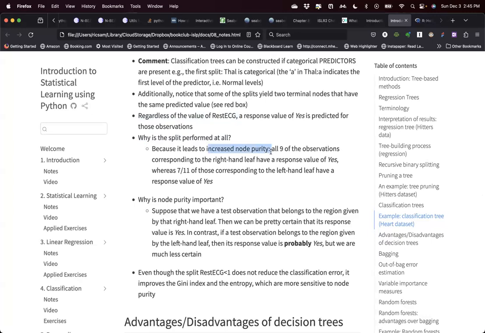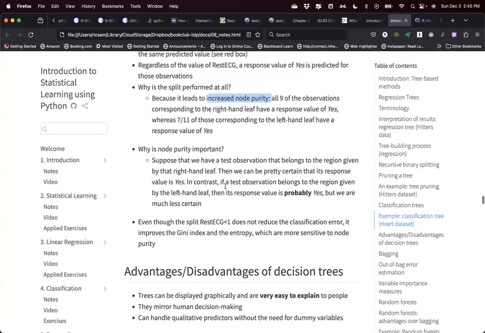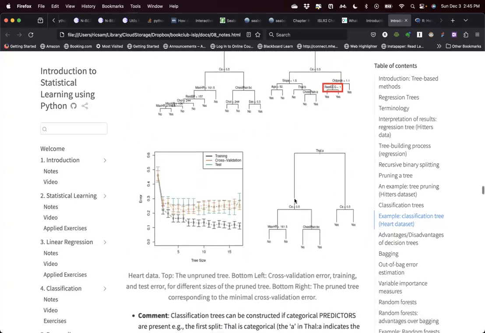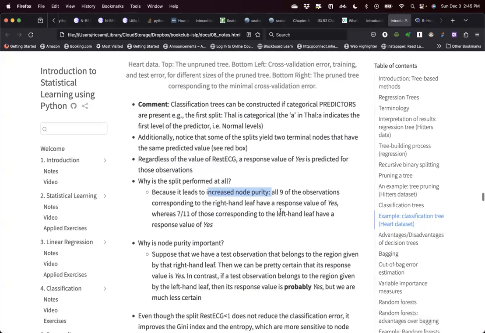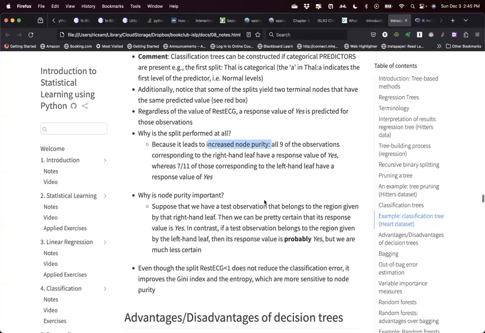Okay, remember that Gini index that we were talking about? Why is this important? Well, when you get new data and run it through the algorithm, because that's what we're trying to do. We're trying to build a model to predict new data.